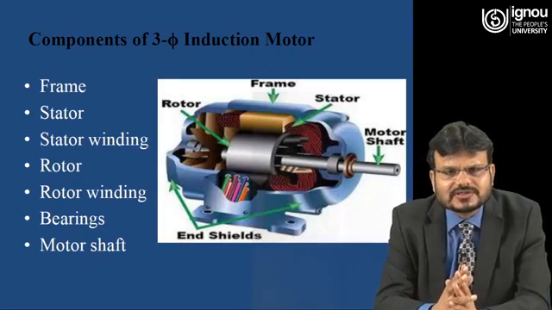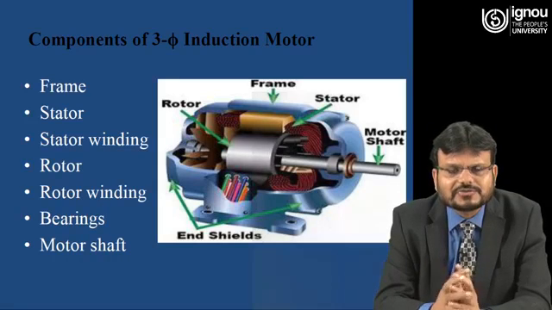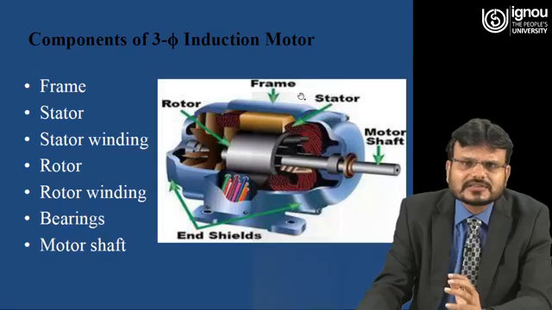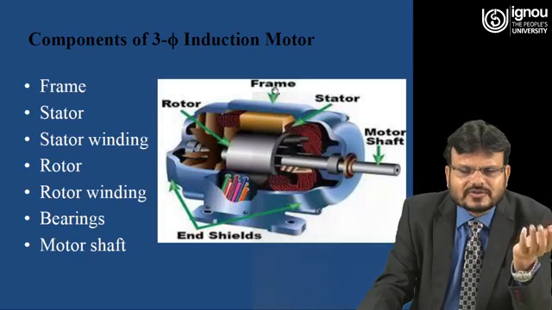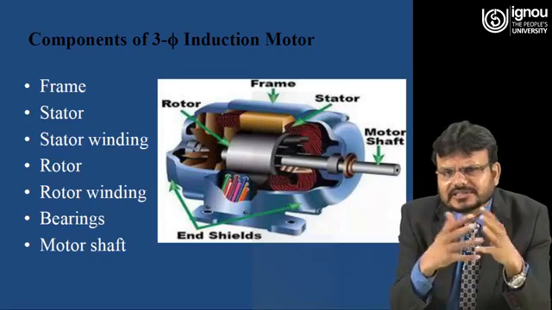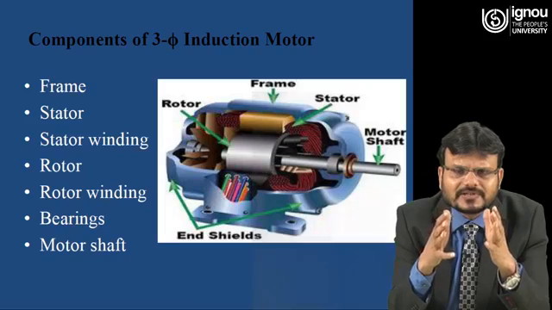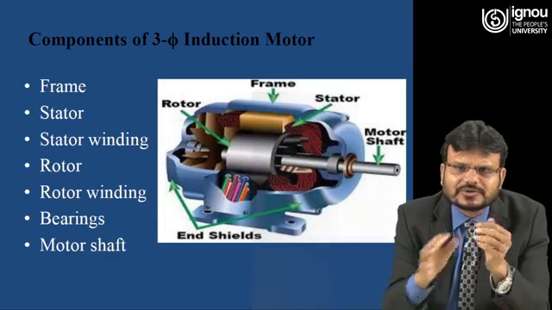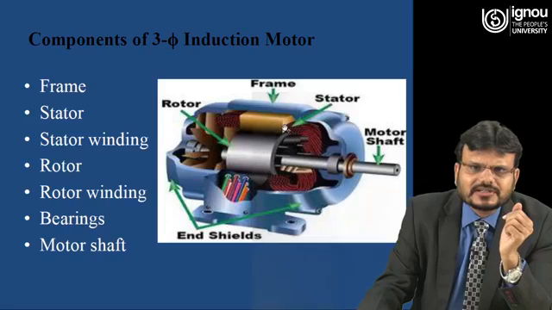Now we are going to discuss the different components of the three phase induction motor. Here you can see in the diagram that the main part of the induction motor is the frame, that is also called enclosure. Then any motor, whether it is a DC motor or AC motor, the main parts are stator and rotor. So here you can see this one is a frame and this one is a stator and another one is a rotor.